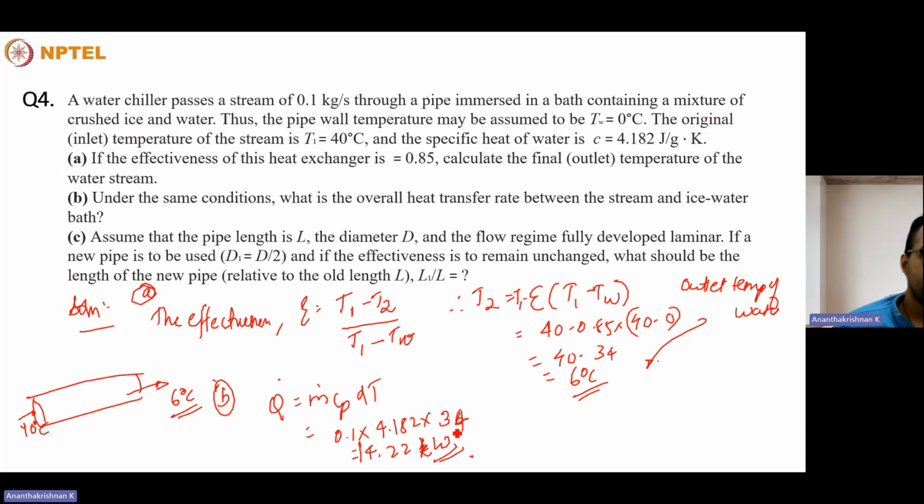And the third part of the problem, we have to see the case where T_w is equal to 0 degrees Celsius. Then assume that the pipe length is L and the diameter is D. So the original pipe's length is L and the diameter D, and the flow is fully developed laminar. If a new pipe of a smaller diameter D by 2 and the same effectiveness is used, what should be the length of the new pipe to give the same heat transfer rate?